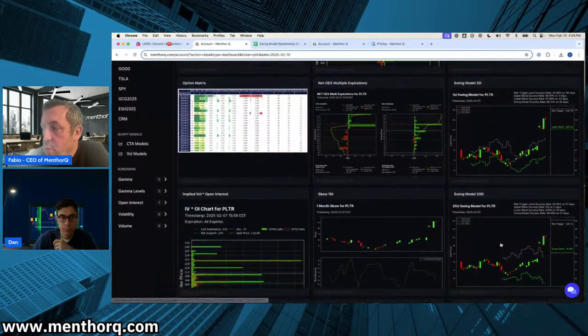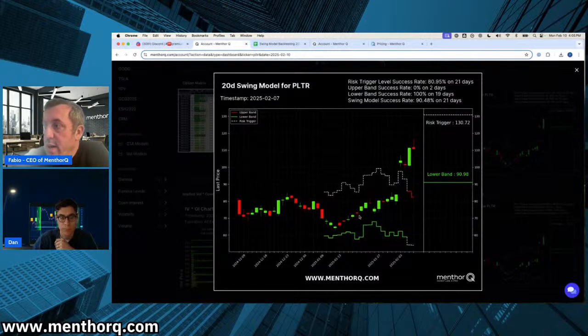We can do the same with our 21 days swing levels. So here we have 21 days. Of course, we're going back about 2 months, but obviously the first price, you will see 21 days after the first candle right there. And then you see if the price closed above the lower band or not right there. And in this case, we have a 90% success rate on 21 days on Palantir.